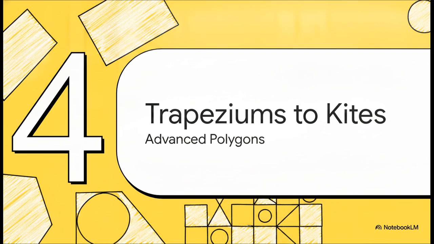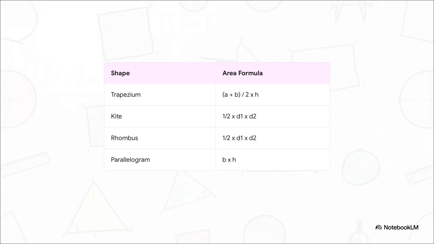Moving to Section 4, polygons, from trapeziums to kites. Don't worry, these are just slightly fancier variations of what we already know. Grouping these advanced formulas visually is a fantastic way to help your brain naturally categorize them. Look closely. Notice how the kite and the rhombus actually share the exact same area formula? Yep, it's 1/2 times diagonal 1 times diagonal 2.